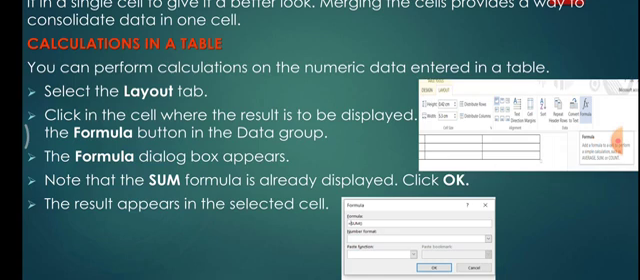When you click on the layout tab, you have to click on the last option, that is formula, and after clicking on formula option, there will be a dialog box of formula, and here you can write the function you want to perform on your numbers. If you want to perform sum, you have to write the formula equal to sum and then click OK.